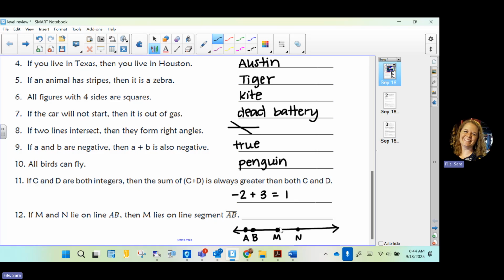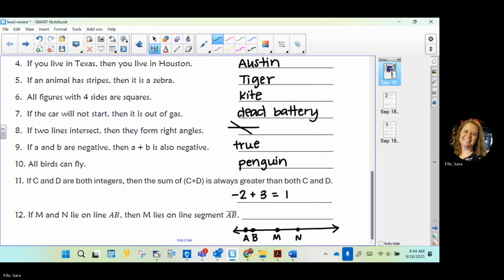Okay, M and N could be, I could have drawn B down here, right? And then M and N would be in the middle, or in between, I should say. Then that would show that this is true sometimes. But this shows that it's not always true. M and N don't have to be between A and B. They could be anywhere on that line. So far, so good? Counter examples making sense?